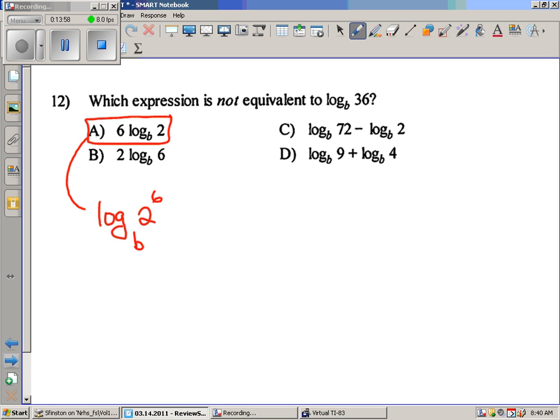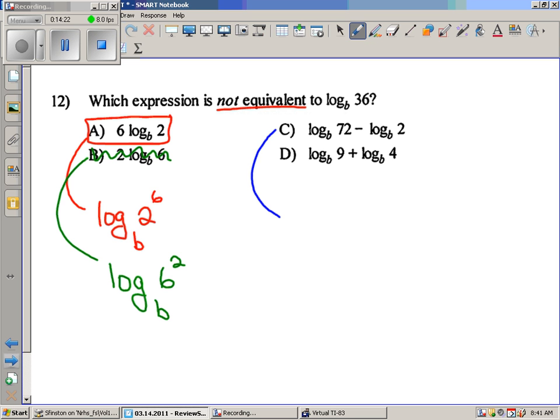Do you know what I mean? Because it said not equivalent. Let's just check out the rest of them. So this one was not equivalent. Let's take a look at B. If you tried to look at it, it would be log b of 6 squared. How much is 6 squared? 36, so it's not B.